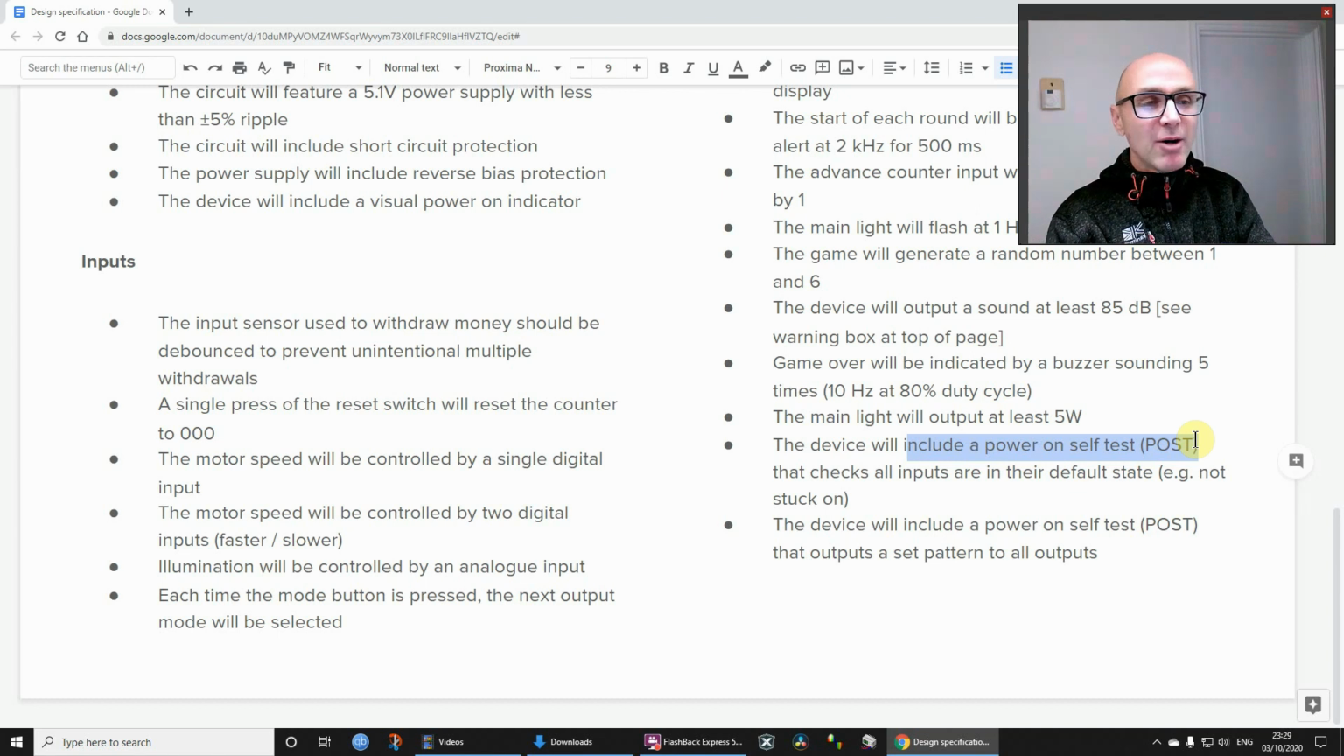And then also with the outputs, I would get it to cycle through, like counting out some numbers or illuminating the LEDs in sequence or something like that. So I would strongly recommend stating that the device will include a power on self-test for the inputs. The device will include a power on self-test for the outputs. And that's two design specification points that you will have there and be able to achieve, even if you aren't able to write the rest of your code for the game or whatever it is you're doing.